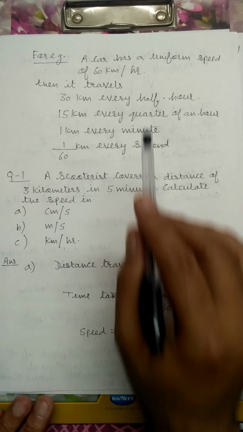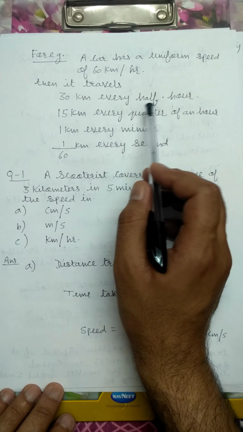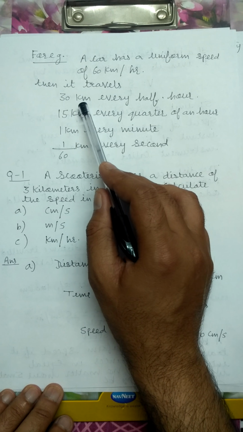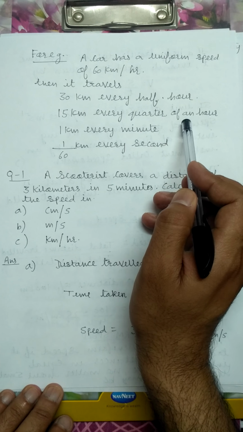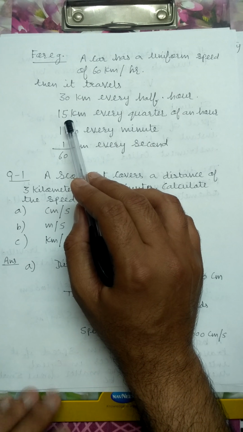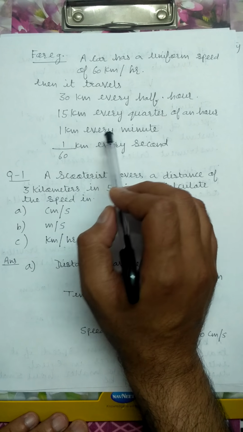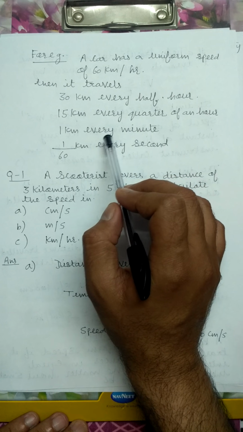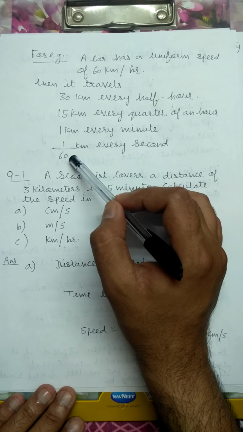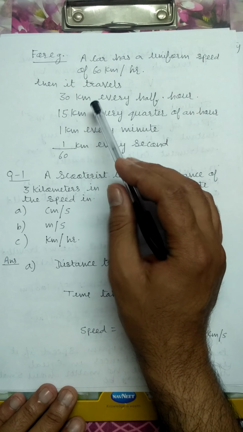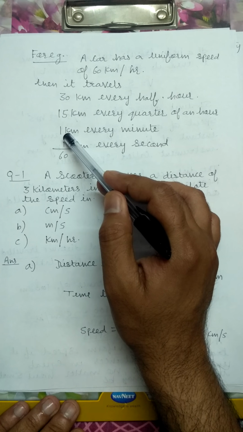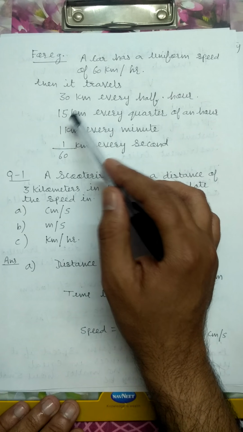Or we can also say that every half hour distance covered by the car is 30 kilometers, or every quarter of an hour, which means every 15 minutes the car is traveling a distance of 15 kilometers. Or if we take every minute, the car covers a distance of 1 kilometer, and every second 1 by 60 kilometer. So as you can see, no matter what the time interval is, the distance covered by the car is the same.